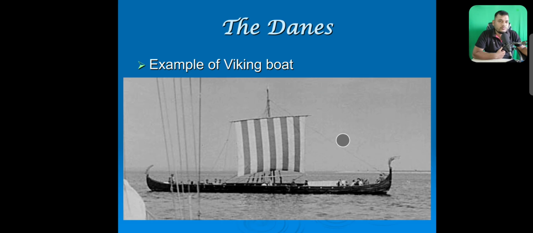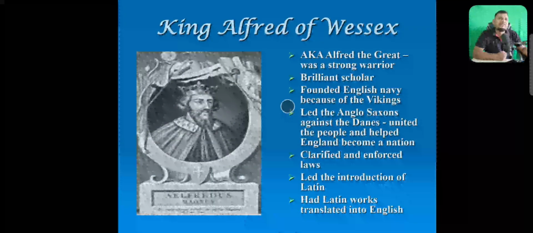King Alfred of Wessex, the Great, was a strong warrior and brilliant scholar. He founded the English navy because of the Vikings, led the Anglo-Saxons against the Danes, united the people, and helped England become a nation. He clarified and enforced laws, led the introduction of Latin, and had Latin works translated into English. So King Alfred of Wessex was a very powerful king at that time.